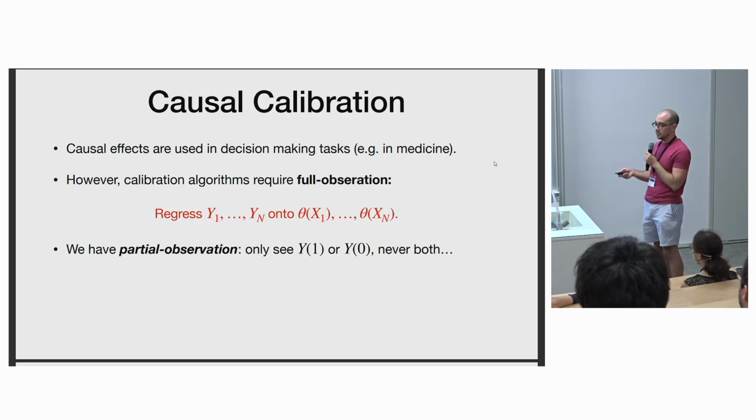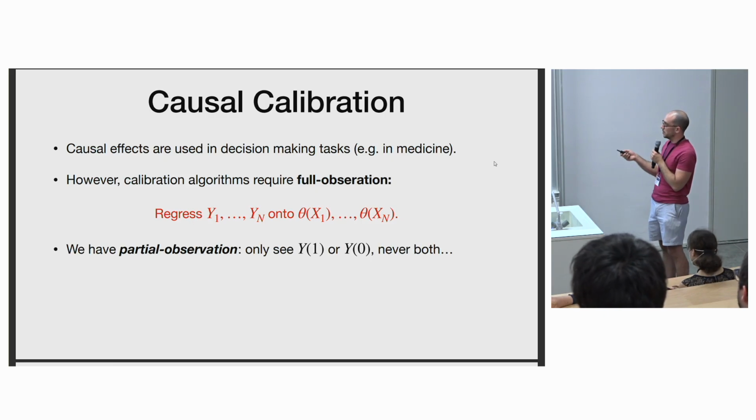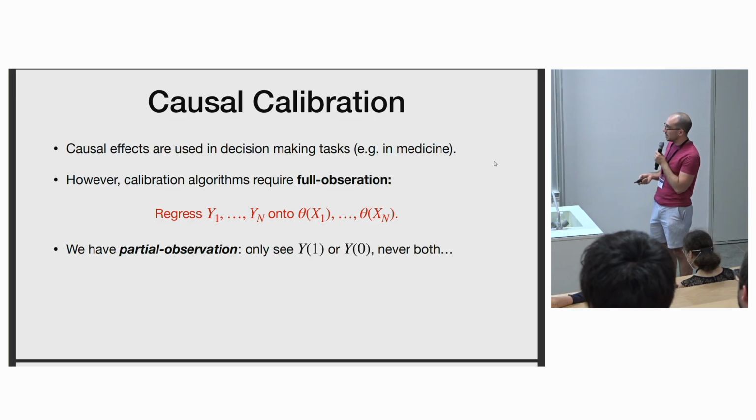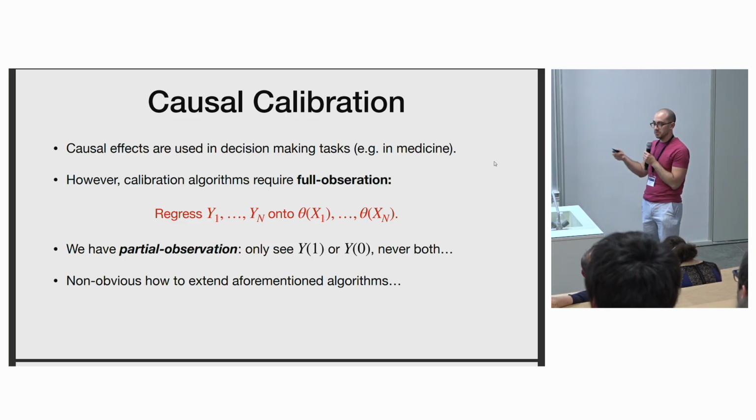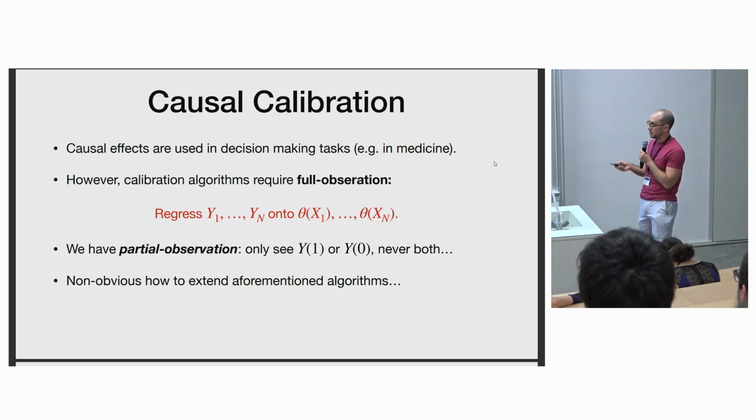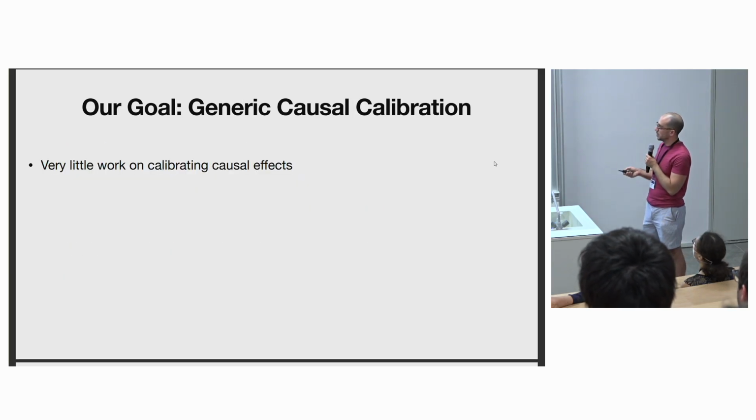However, even in the simplest setting where we have two treatments, a control and maybe the application of a medicine, we only ever observe one outcome, never both. Because of this, it's non-obvious how to extend these typical calibration algorithms to a causal setting. And this will bring us to our goal.